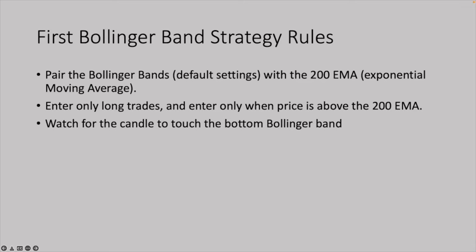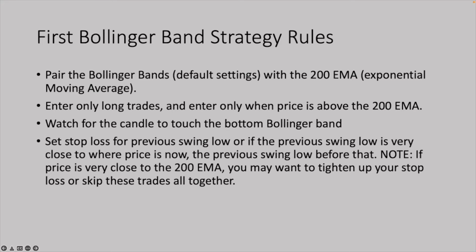We're going to watch for the candle to touch the bottom Bollinger Band. And when we enter the trade there, we're going to set a stop loss for the previous swing low. Or if the previous swing low is very close to where price is right now, the previous swing low before that. Now, to note here, if price is very close to the 200 EMA, you might want to just tighten up your stop loss a bit or skip those trades altogether.